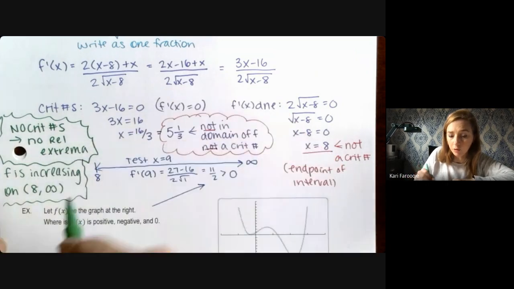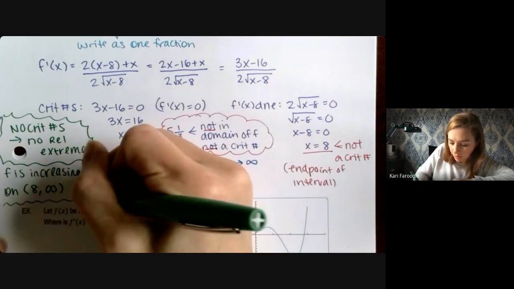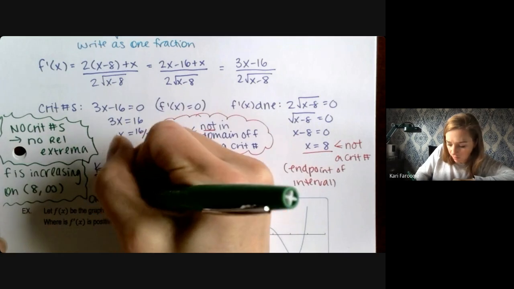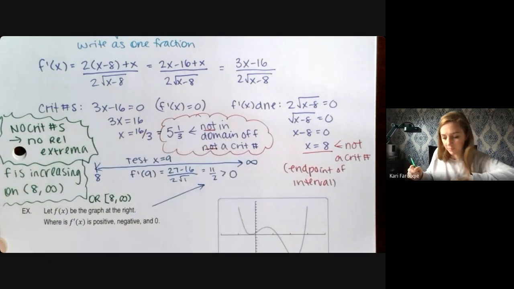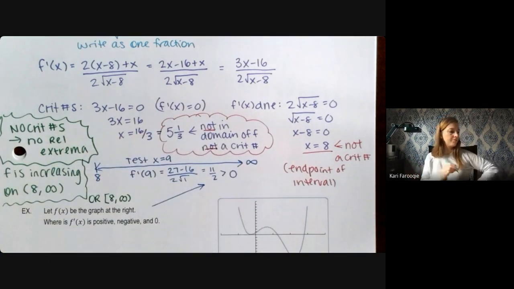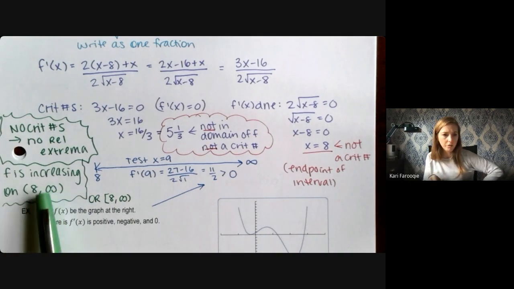I would leave this open, and I want to say I even checked this, your book also left it open. Why do I not remember this though? I would leave it open, from 8 to infinity. In order to be increasing, we usually say that the derivative has to be positive on both sides. But how can your derivative be positive left of 8? It cannot be. So I would leave this open.